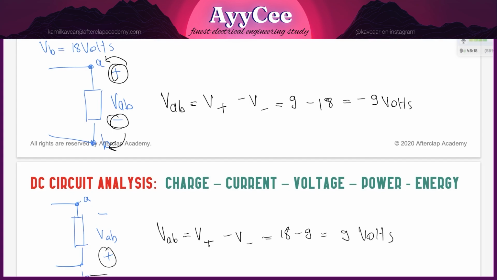And as you can see, polarity does not change the magnitude. It only changes the direction. So this is really important. And now our discussion on voltage is ended.